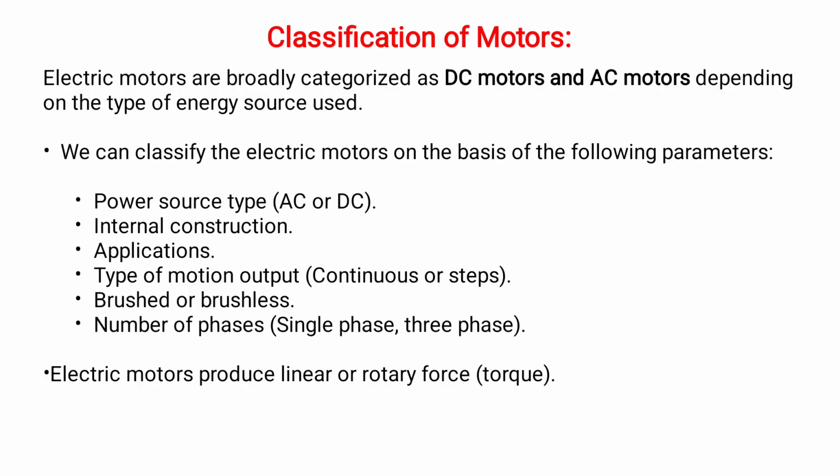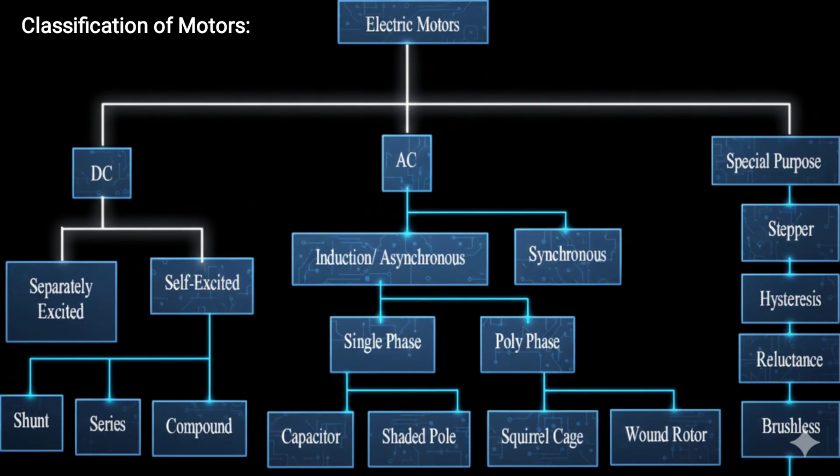These are the AC or DC power supply source, internal construction, applications, type of motion output, meaning continuous output, steps output, etc. And then brushed and brushless, number of phases, single phase motors or three phase motors. Electrical motors produce a linear or a rotary force, which we will see in the upcoming videos. So this is the broader classification of electrical motors.